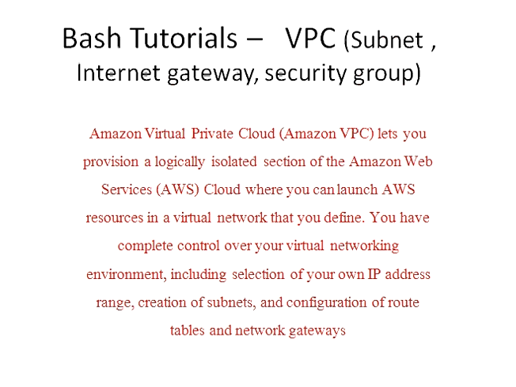VPC provides you a logical isolated section of the AWS cloud where you can launch AWS resources in a virtual network that you define. You have complete control over your virtual networking environment, including selection of your own IP address range, creation of subnets, and configuration of route tables and network gateways. So this is what Amazon says.